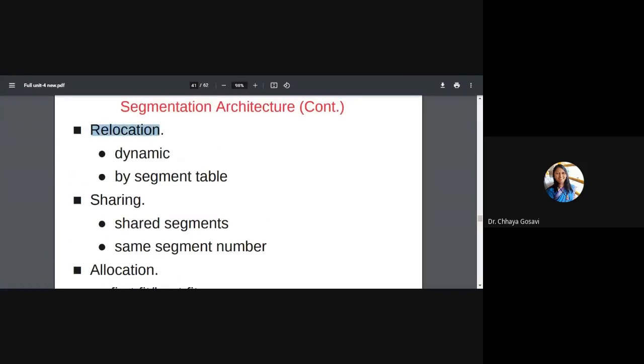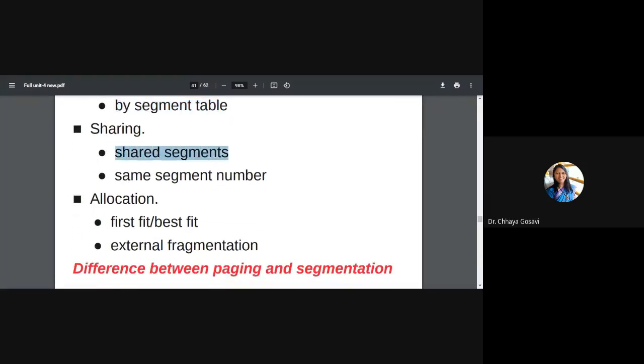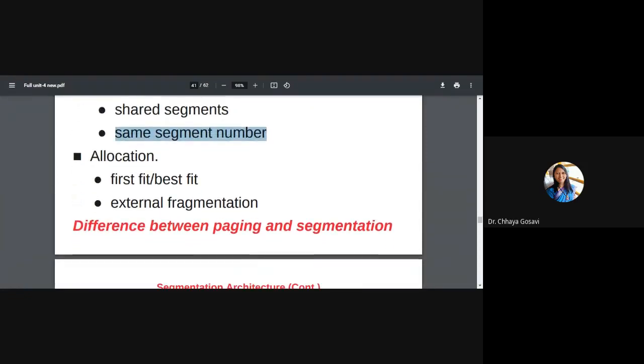So the segment table can support relocation. It is dynamic and it is implemented by the segment table. It allows sharing: two processes can share segments, and the segment number can be the same. Allocation of a segment to physical memory is done with best fit or first fit, and it shows external fragmentation.